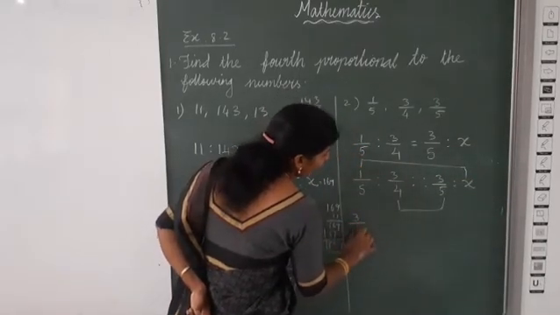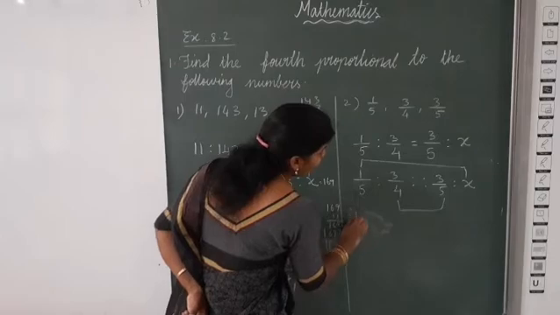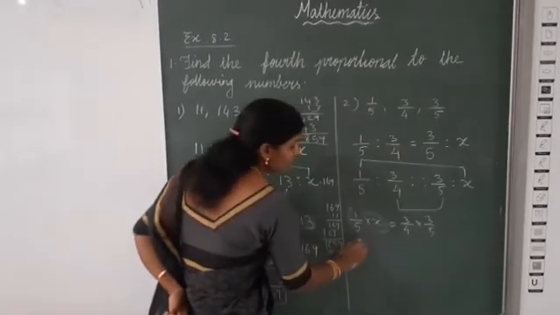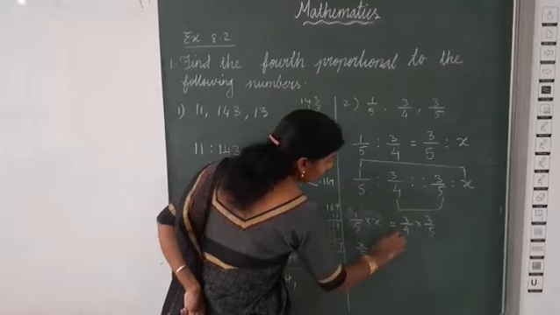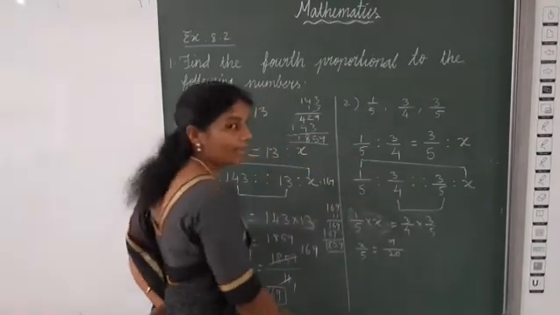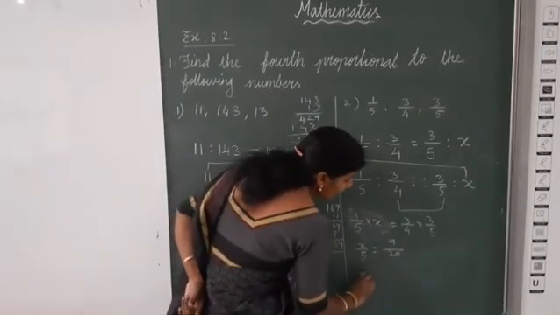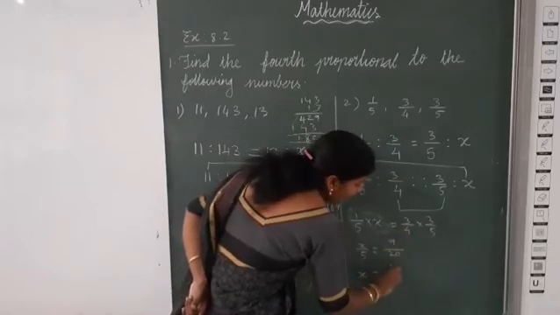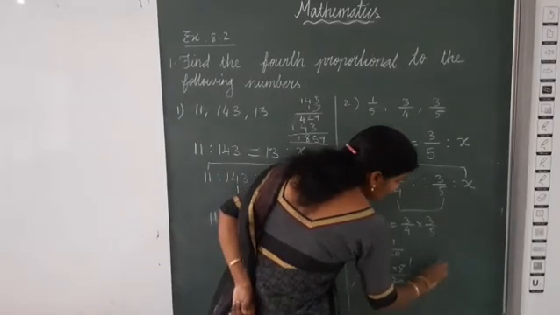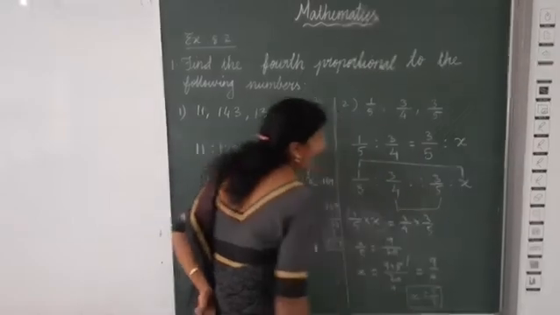Okay, these two are means, these two are extremes. First we multiply the extremes: 1 by 5 into x equal to 3 by 4 into 3 by 5. Now x by 5 equal to 3 by 4 into 3 by 5, 3 threes are 9, 4 fives are 20. Now x divided by 5, this division goes to that side as multiplication. So x equal to 9 into 5 divided by 20. 1 five is 5, 4 fives are 20. So it equals 9 by 4. X equal to 9 by 4 is the answer.